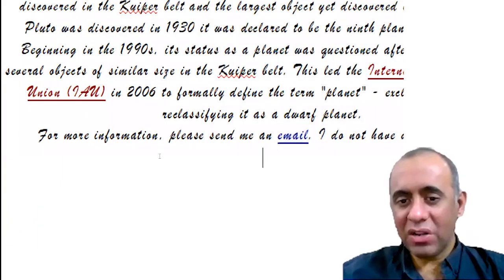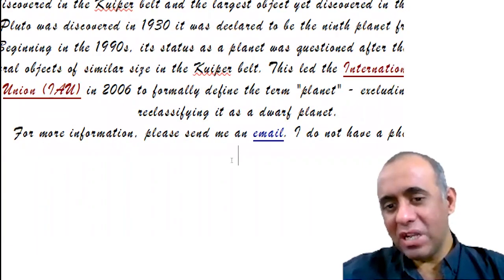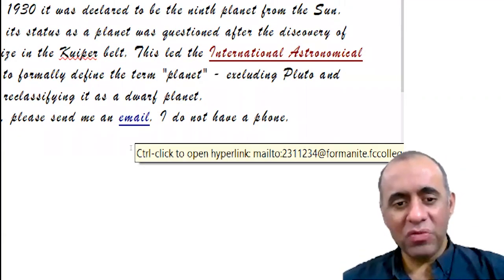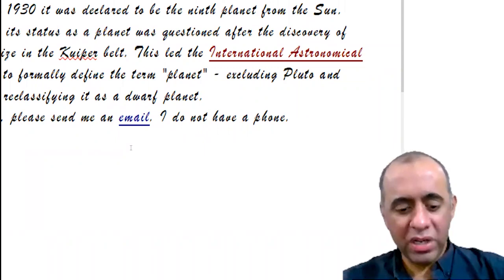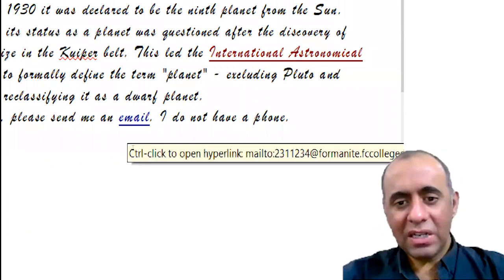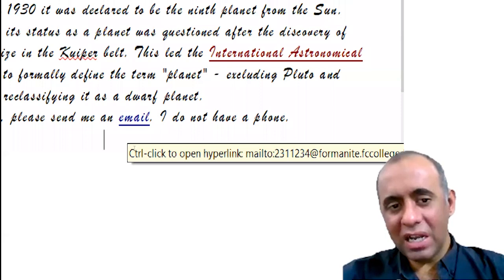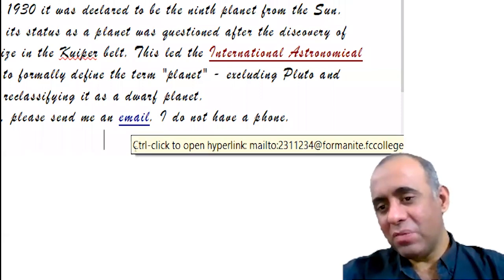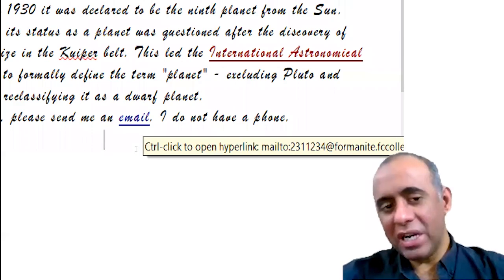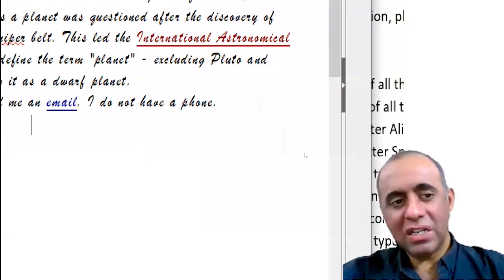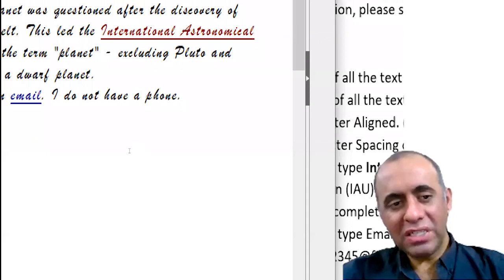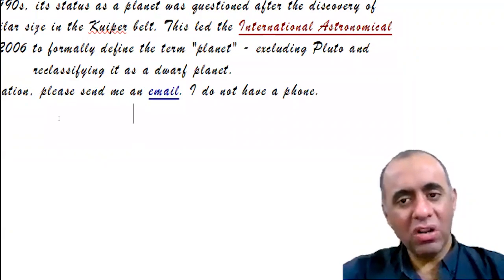And as soon as you do that, you can see that the word email is now turned blue. It is underlined. And if you hover over it, it says control click to open this. And this hyperlink will allow you to send a mail to your roll number at formanite.fccollege.edu.pk, right? And it also shows that you will be provided with a subject line which is more info about Pluto. So I'm not going to test this right now, but I hope that all of you have inserted this hyperlink.